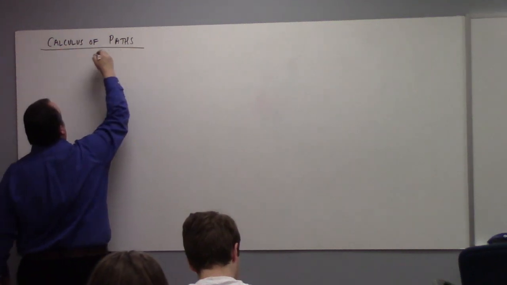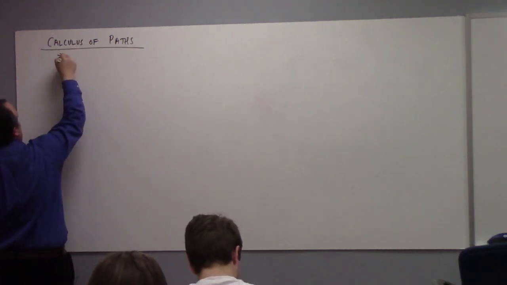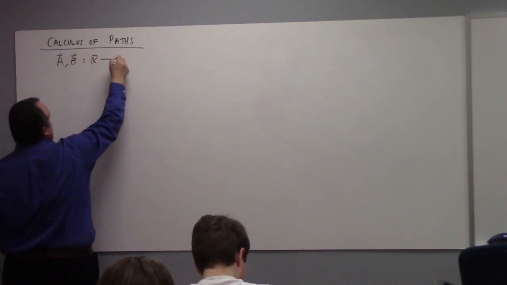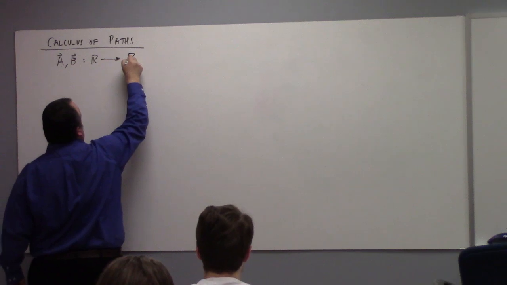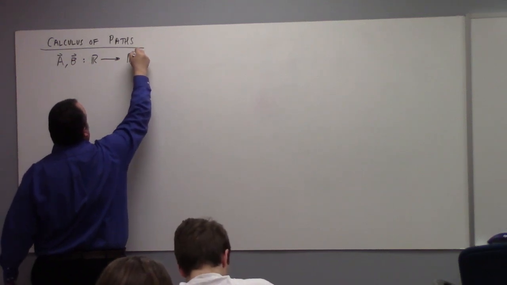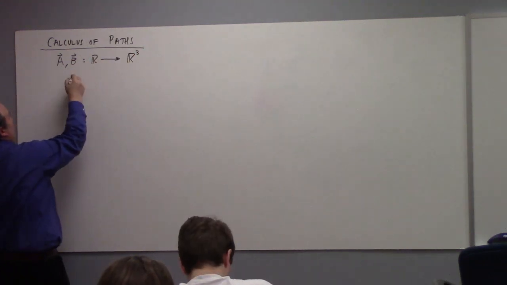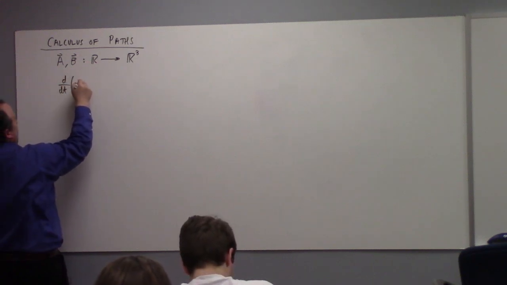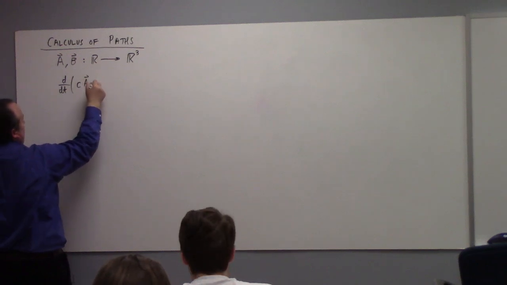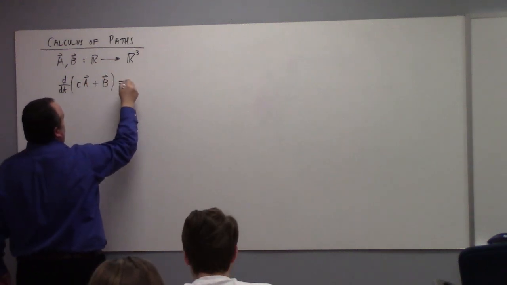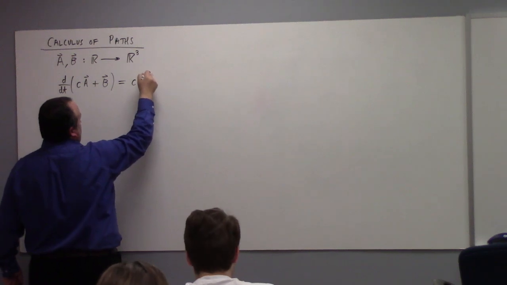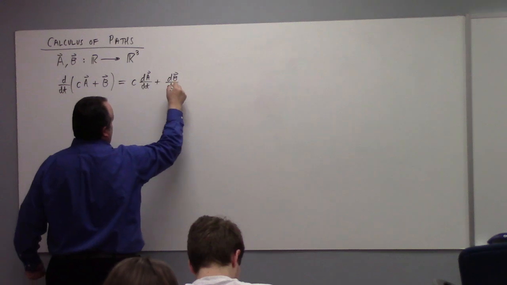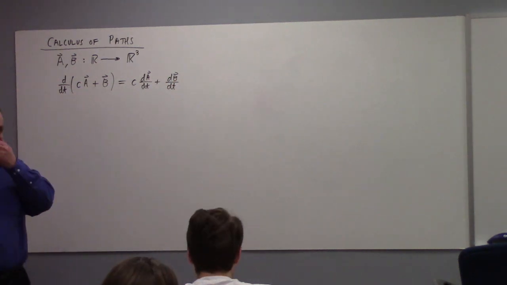So basically here's the deal. If you have A and B, and these are functions from, say, the reals to R3 or Rn, I'll say R3 for the sake of specificity, then we have various rules of calculus. For example, d/dt of a constant times A plus B. Well, guess what? It's a constant times dA/dt plus dB/dt. So we can differentiate the sum as the sum of the derivatives.